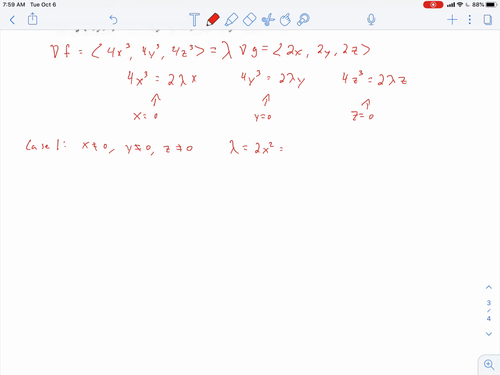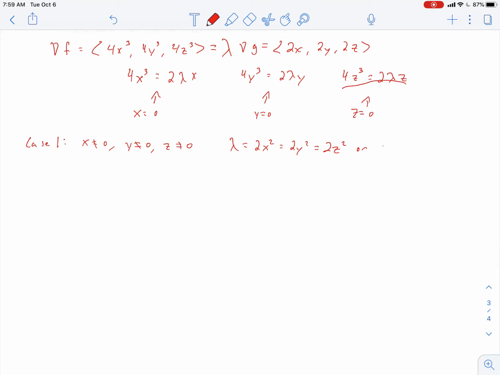If I solve for lambda there, I would divide both sides by 2y and get 2y squared. And if I divided the z equation by 2z, I get 2z squared. And because they all equal each other, let's just get rid of the 2. So then we could say x squared equals y squared equals z squared.